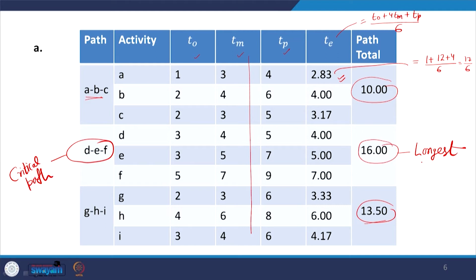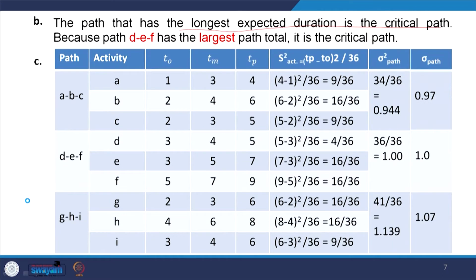Since it is longest, therefore, DEF is your critical path. We have already mentioned that DEF has the largest path total, it is the critical path. Now, further, we have to calculate the variance and standard deviation for all the activities.